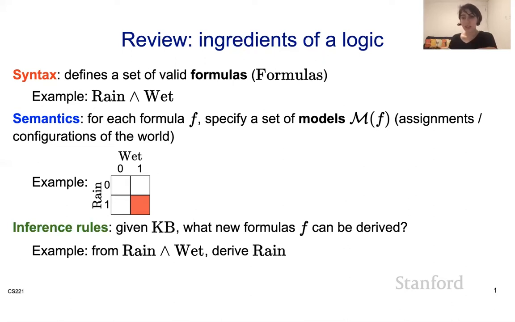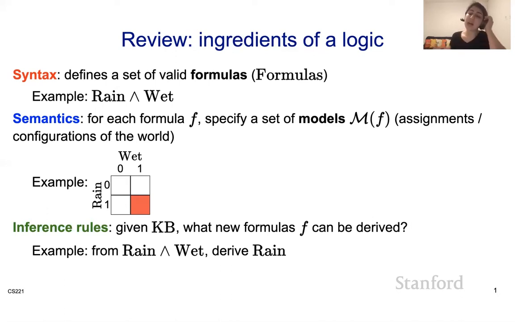So we have a knowledge base which has a bunch of formulas. And the question is, what are some new formulas that we can derive from that knowledge base? For example, you might have rain and wet. And from that, I can derive rain, right? I can actually derive and prove that it's raining.